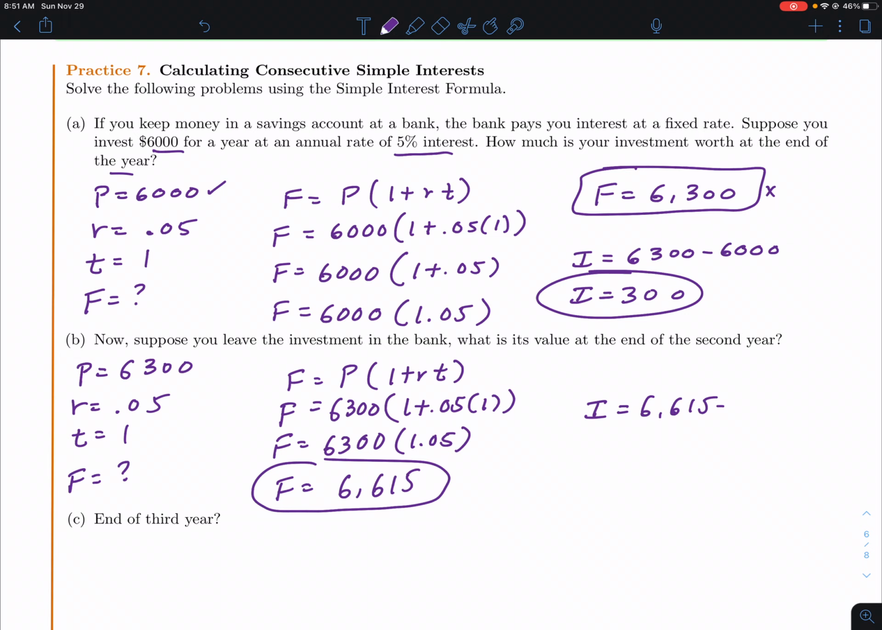Now in this case, you would go back to the beginning because we're trying to figure out how much overall interest we've earned. Now, if you only wanted to figure out how much interest you earned in 1 year, then you would do minus the 6,300. So in this case, we can see that we earned $315 more in interest in year 2.